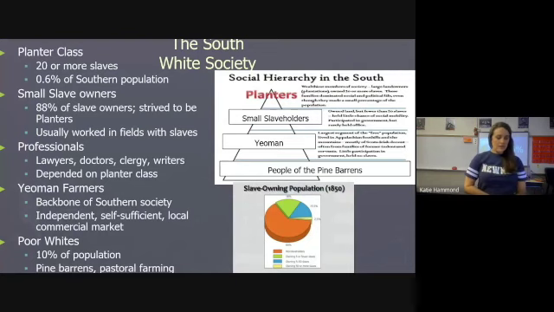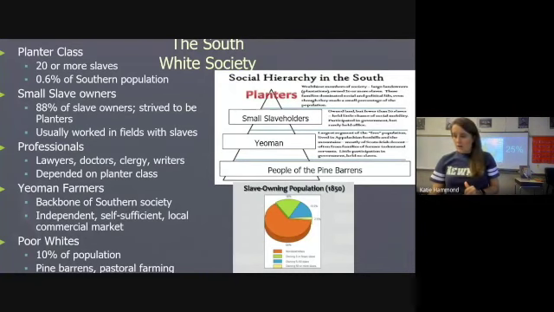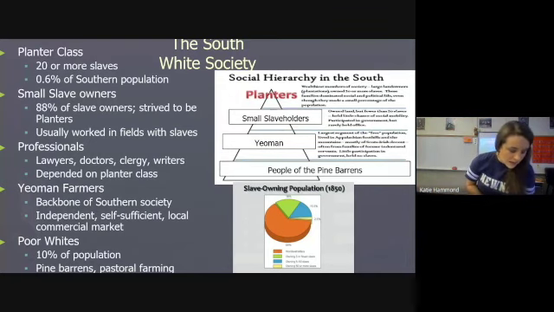Okay, and so if they needed to purchase something luxurious, they usually would have to sell a slave, and they probably wouldn't want to do that. Okay, next we have the small slaveholders. Okay, that is going to be 88% of all slaveholders owned fewer than 20 slaves.